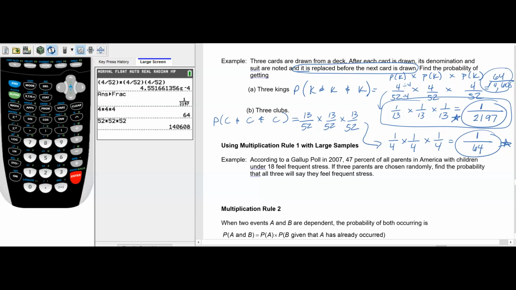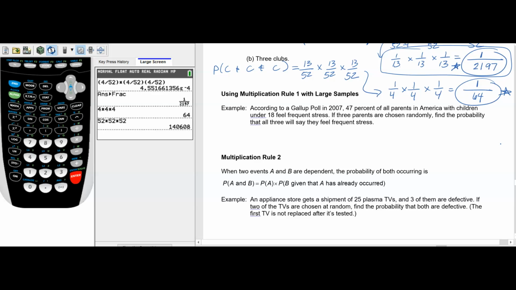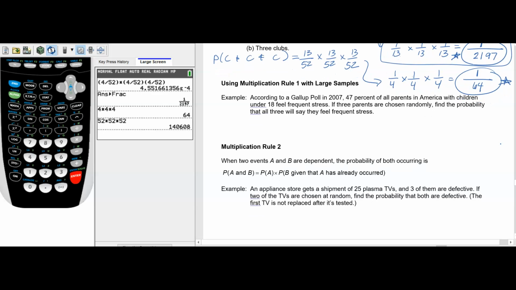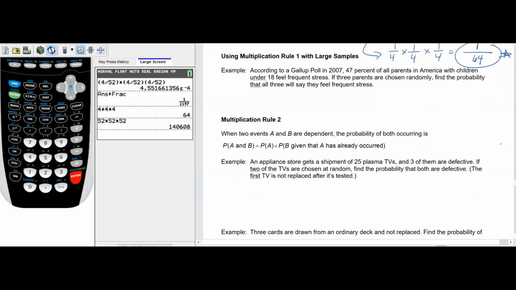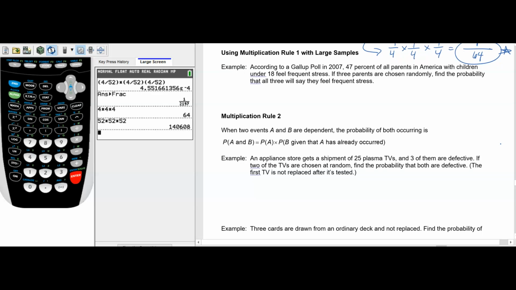Okay, so we're going to move on, and again, feel free to pause the video at any of these points so you can write down and maybe even replay examples if you need to see it again. But we're going to move on and talk about the multiplication rule with large samples.